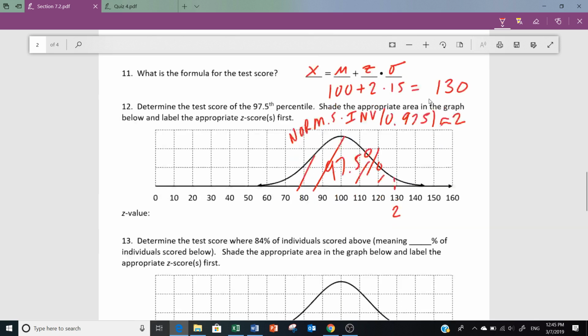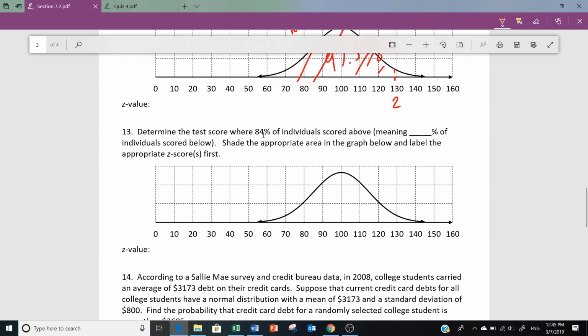130. Okay, for number 13, if there's 84% above, then that means there's something below, and then you want to use a NORM.S.INV to get the z value, and then use the formula to get the x value. As long as you get the problem correct, you'll get an extra credit point on today's test. That just gives you the z value, but then you still have to find the value on the data set.